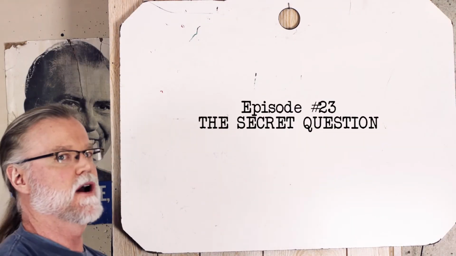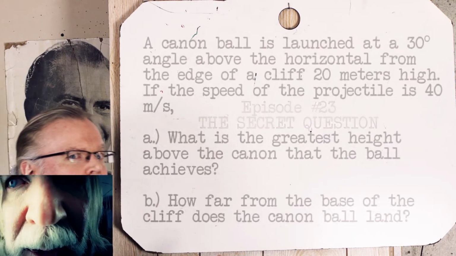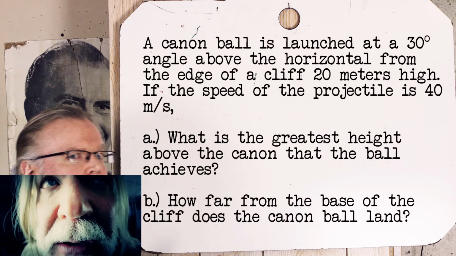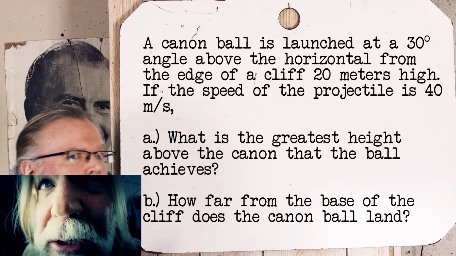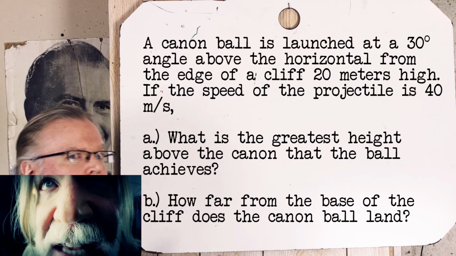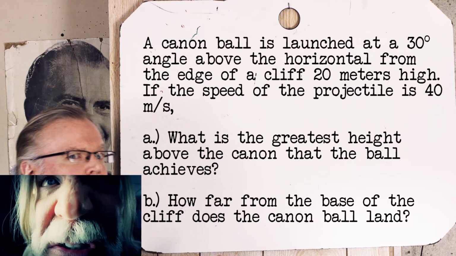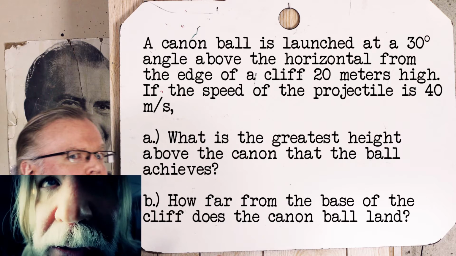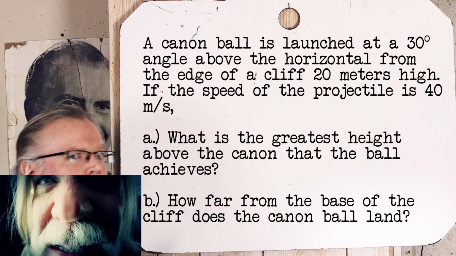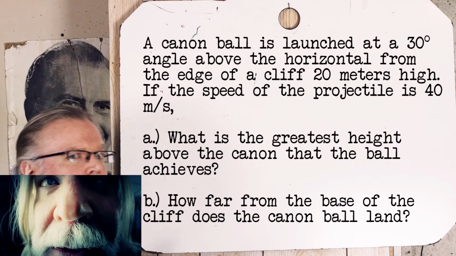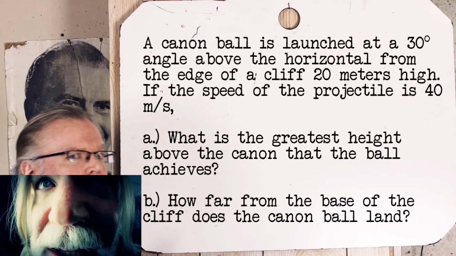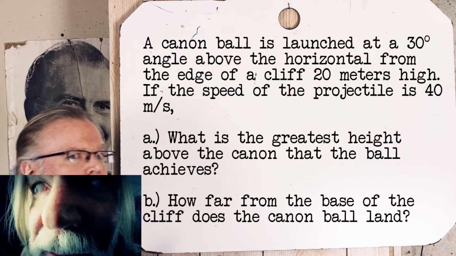And the secret question for today is: a cannonball is launched at a 30-degree angle above the horizontal from the edge of a cliff 20 meters high. If the speed of the projectile is 40 meters per second, what is the greatest height above the cliff that the ball achieves? How far from the base of the cliff does the ball land?